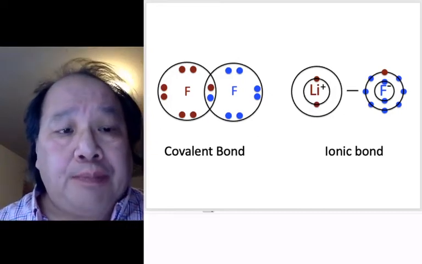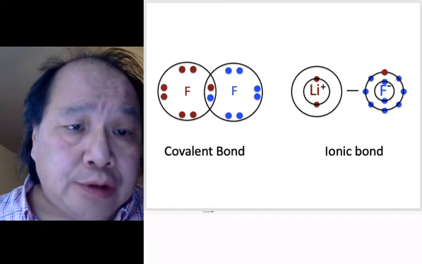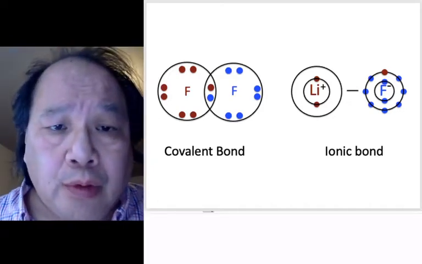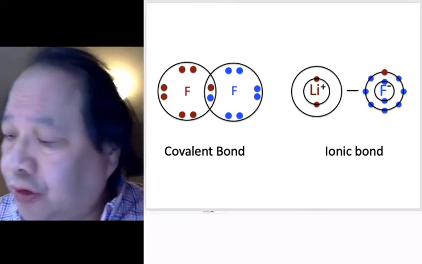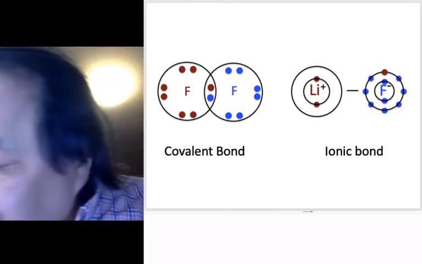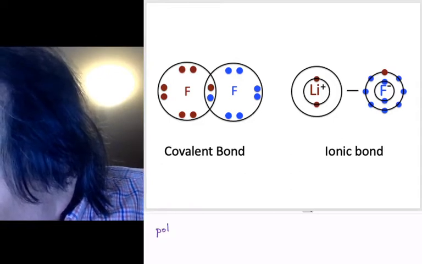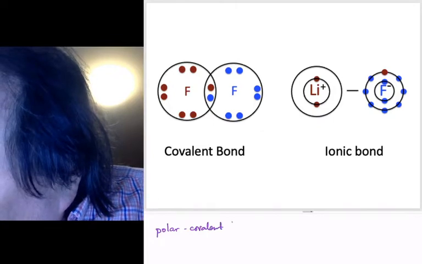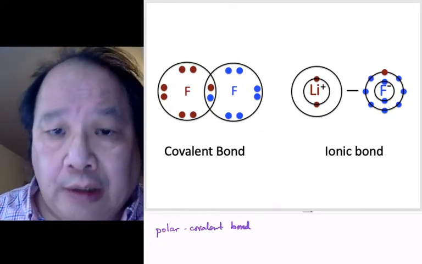In the last clip, we saw that atoms in their desire for a noble gas configuration can make the covalent bond like F2 or the ionic bond like LiF. But the truth of the matter is that most atoms, when they come together to make bonds, make a bond between the two, between covalent and ionic, called the polar covalent bond.